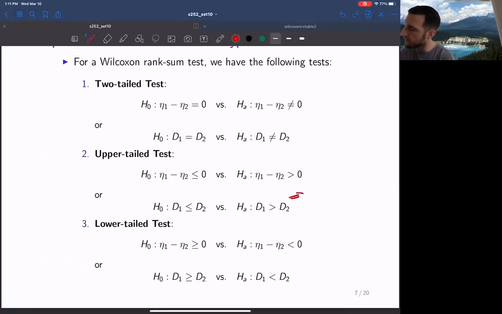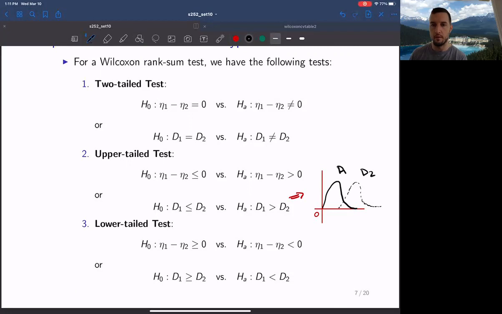So for example here, this would effectively just be saying, going back to the illustration we had before, that if this is D1, then that would be D2. Oh, sorry, other way around. So greater than. And so this test is basically just saying we expect a shift to the right, and then in the lower tail case, we would have the shift to the left.